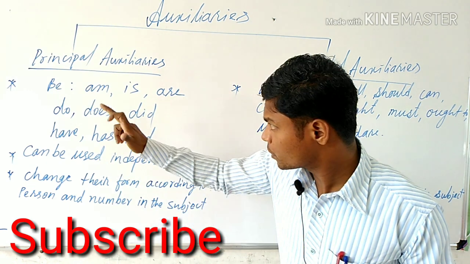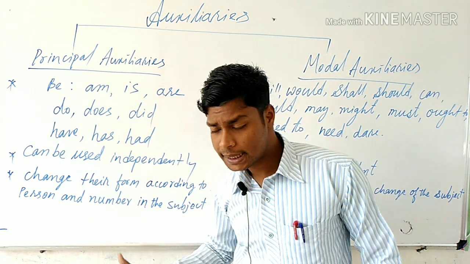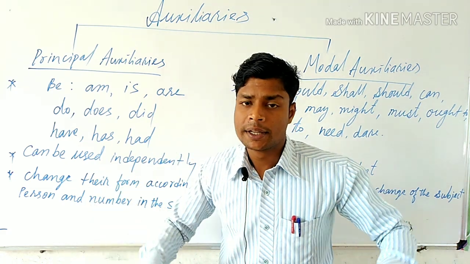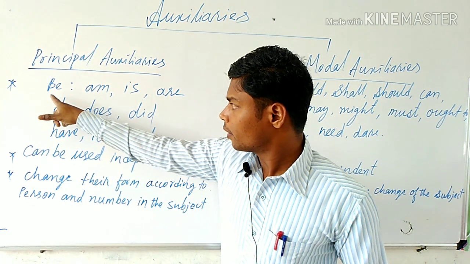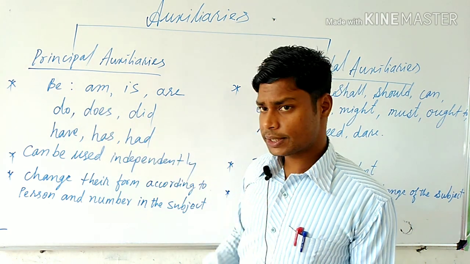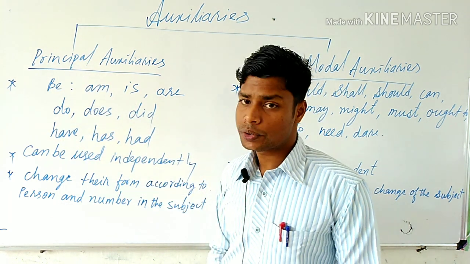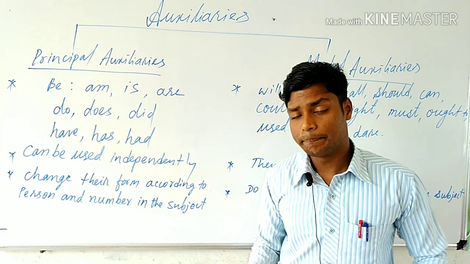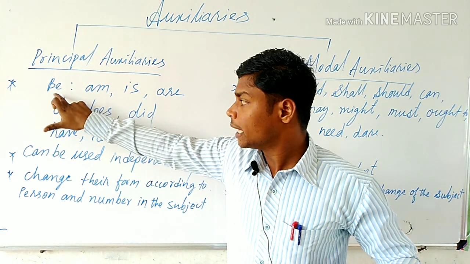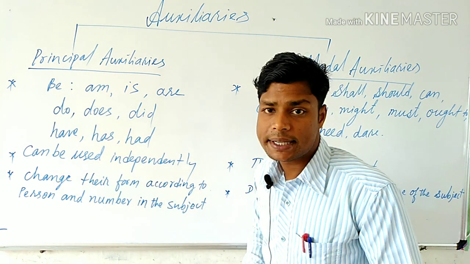First of all, in one way it is used as principal auxiliaries, that is called the main verb in the sentence. For example, we have now the be verbs, which are am, is, are, do, does, did, and have, has, had. So these are the principal auxiliaries. Why are they called principal? Principal means the main verbs. So they can stand independently. They can be used independently in a sentence.